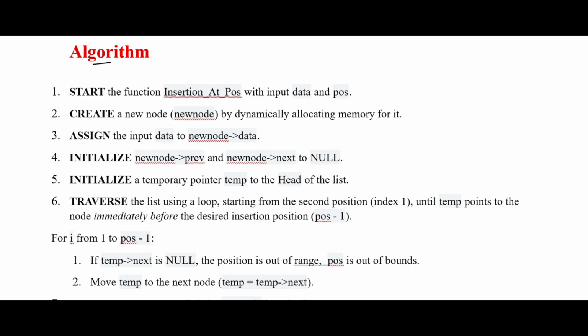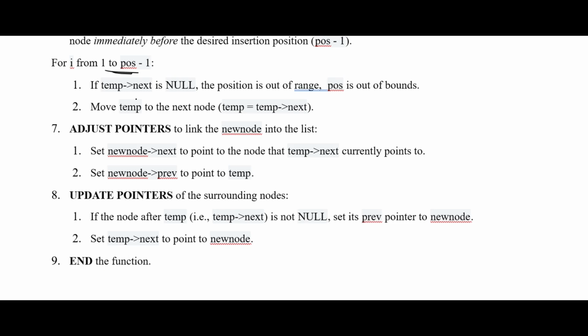Now let us discuss the algorithm part for this. Starting, insertion at a position is the function with the data and the 2 arguments we passed from the main function. We created the new node with dynamic memory allocation and then assigned the data value, that is 5, and then previous and next will be null. For traversing, we have taken the pointer temp and head is assigned to it. We have taken the for loop from 1 to position minus 1. And if temp of next is null, then the position is out of range.